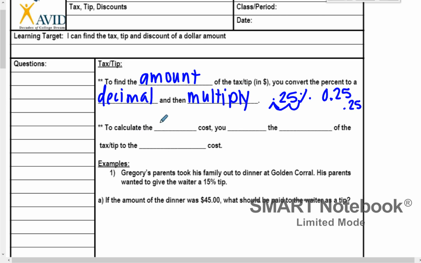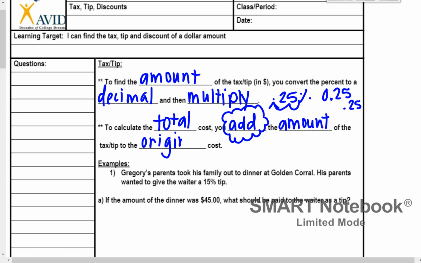Okay, but to calculate the total cost, you would then add, this is important, the amount of the tax and tip to the original cost. So first thing we're going to do is find out the amount of money that tax or tip is, and then we're going to add it to the original cost.